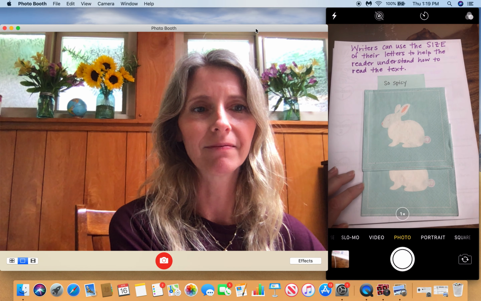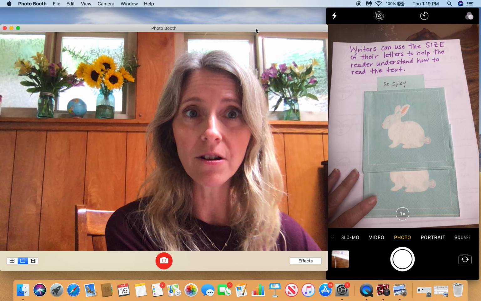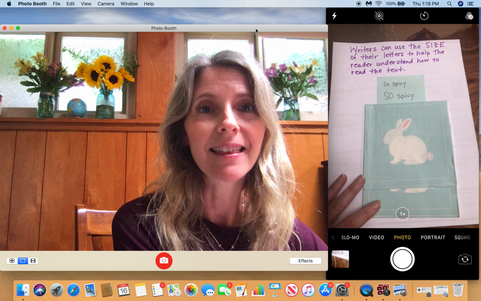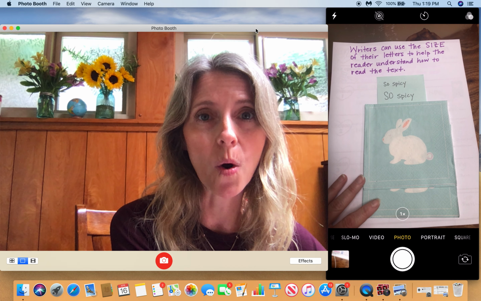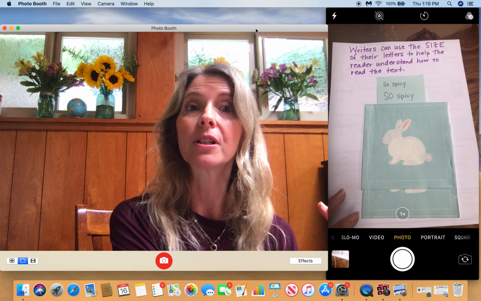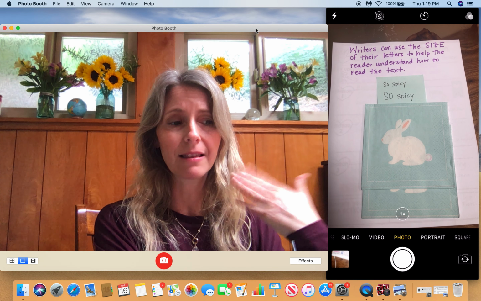So spicy. The tacos I ate were so spicy. Okay, I know they're spicy. That gives me the information, but let's try it this way. SO SPICY. The tacos I ate were SO SPICY. Now, as a reader, I feel like, wow, those must have been really spicy, really hot. Maybe I was doing this while I was eating. Gives me a little bit more information.